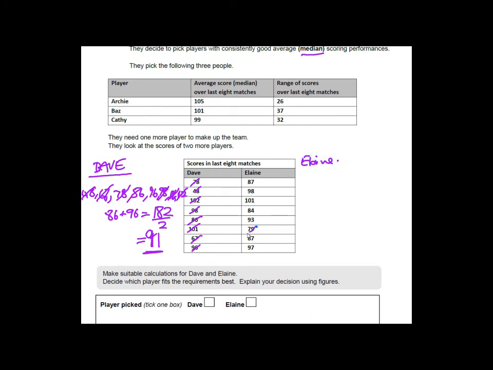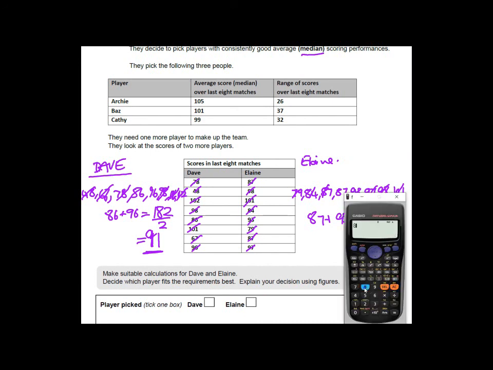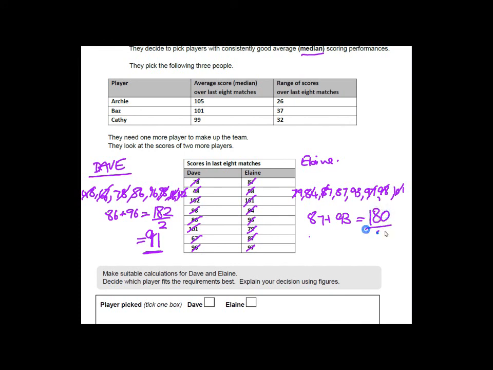So her lowest score is 79, and then just sort them as you see them. Once they're sorted, you find the middle, so just cancel the outside until you hit the middle, and we've got 87 and 93. Add the 2 together, which is 180, divided by 2, which is 90. So Elaine's median is 90.